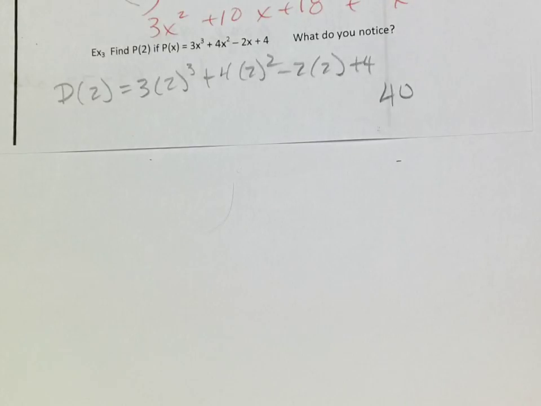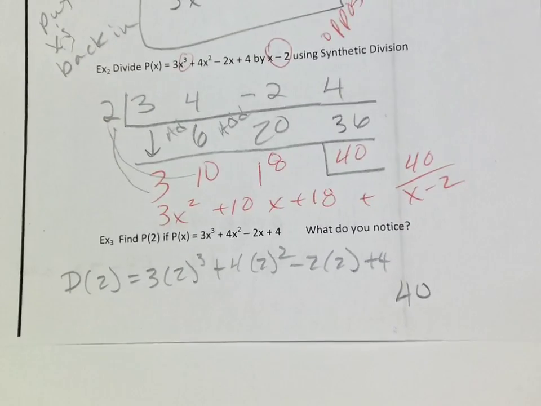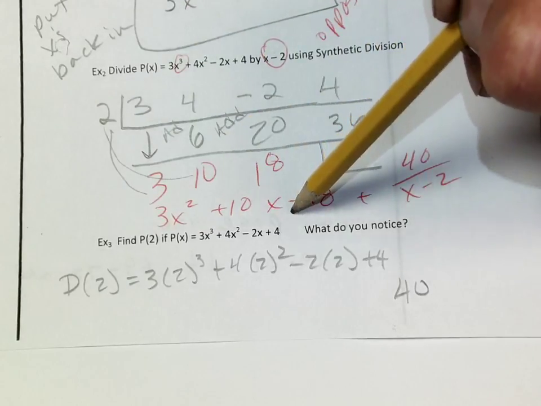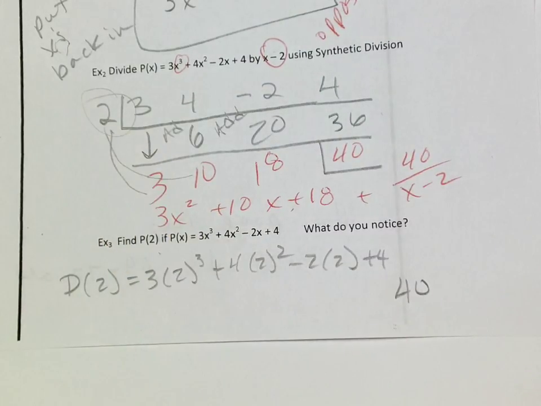What do you notice? Same exact equation, right? Same exact equation. And I plugged in 2, which would have been that 2, right? What do you notice about the 40?